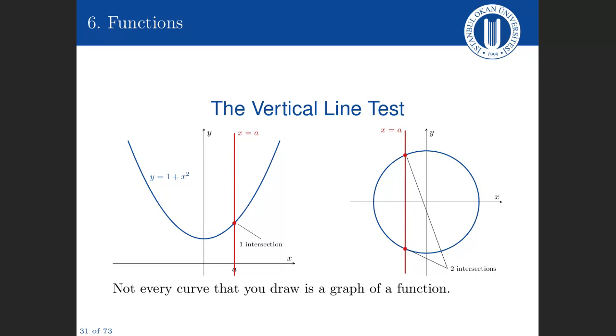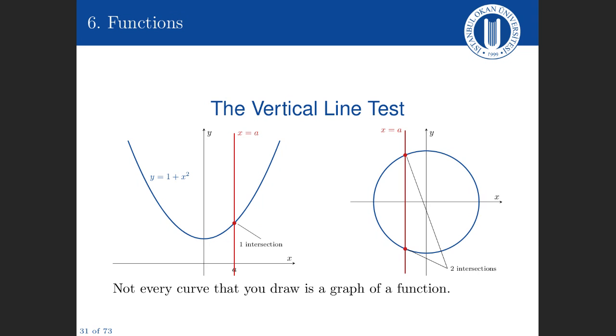Vertical line test. Not every curve that we can draw is a graph of a function. Look at the left picture first of all. 1 plus x squared, which we just drew. If I drew a vertical line, the vertical line is going to intersect the graph at 1 point. This is because the blue curve is the graph of a function.